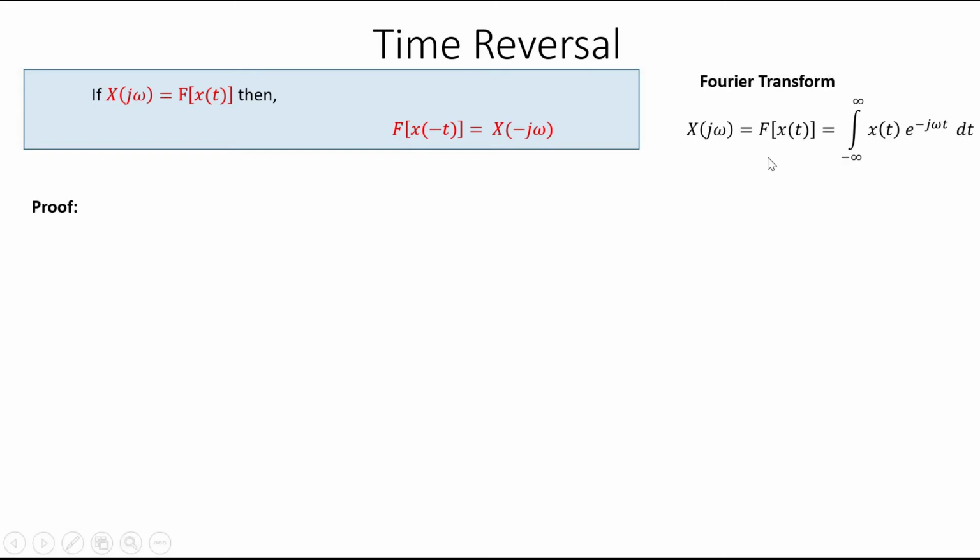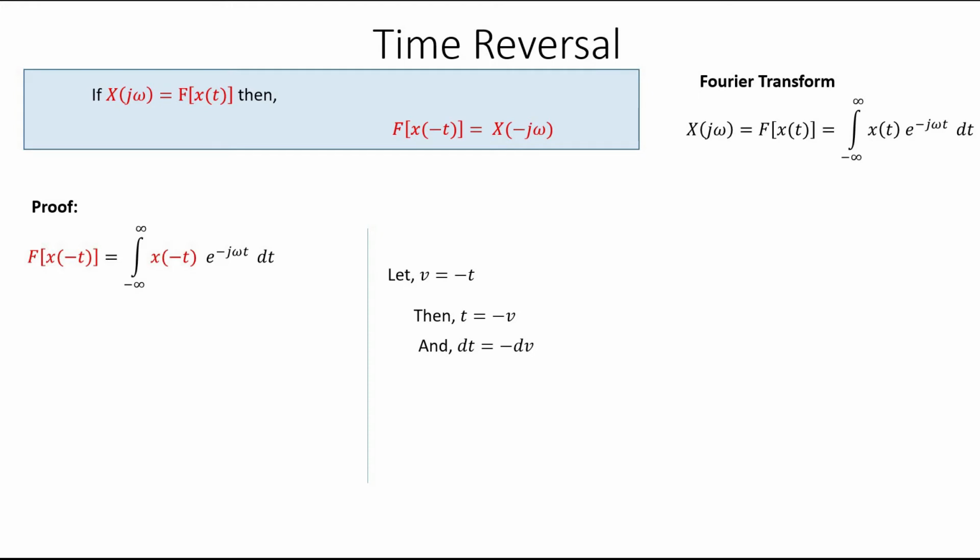The proof: this is the equation for the Fourier transform. Instead of x of t, we have to put x of minus t, then substitute v equal to minus t, then t equal to minus v, then dt equal to minus dv, and we have to find the limits. When t equal to minus infinity, v equal to plus infinity, then the upper limit is infinity.